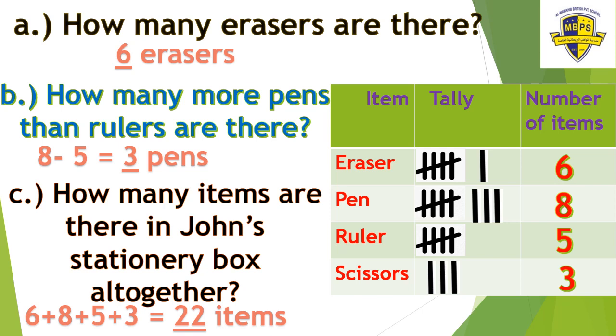Let's go to the next question. C. How many items are there in John's stationery box altogether? Now, when we say the word altogether, what we have to do? Come on, think and tell me. We always used to do this in the class. Very good. When we have the words altogether, total, add, we have to plus. Okay, we have to add them. So we are going to add 6 plus 8 plus 5 plus 3. All the items we are going to add together. So what is the total? 8 plus 6 plus 5 plus 3 is equal to 22.